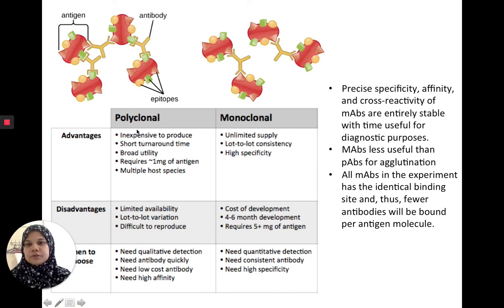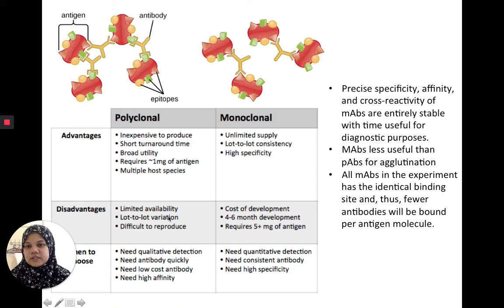Whereas with polyclonals, they're less expensive to produce. Really, you just need to immunize the animal and then just harvest whatever antibodies are made. So it doesn't take as long. You don't need as much antigen. And you can use multiple types of species to do this. Whereas with monoclonals, typically we only use mice.